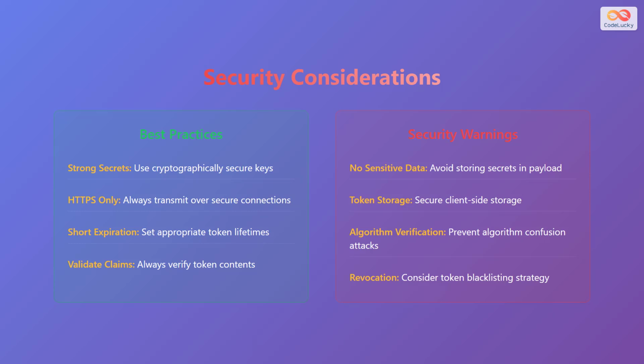Additionally, some security warnings include avoiding storing sensitive data in the payload, securing client-side token storage, verifying the algorithm to prevent algorithm confusion attacks, and considering a token blacklisting strategy for revocation.